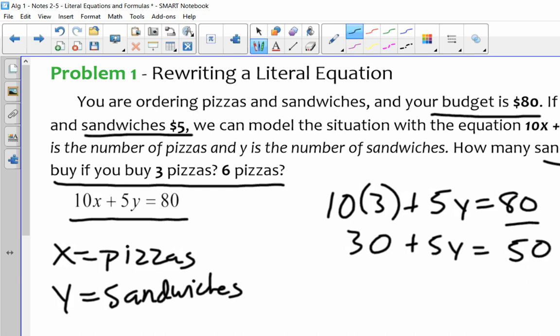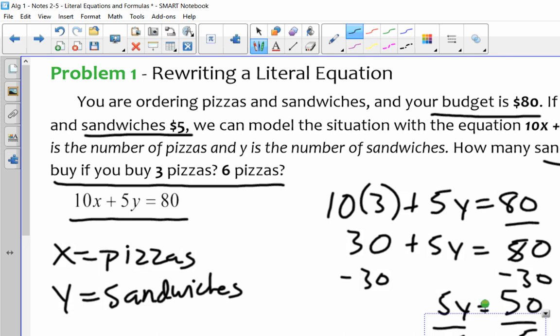So, you've been doing this stuff. So I'm going to subtract 30 from both sides to get 5Y equals, I'm sorry, that's an 80. I was doing 50 in my head already. Sorry. Okay, I'm going to go ahead and divide both sides by 5. And y equals 10. Well, y stood for sandwiches. So that tells me I can get 10 sandwiches when I buy 3 pizzas.